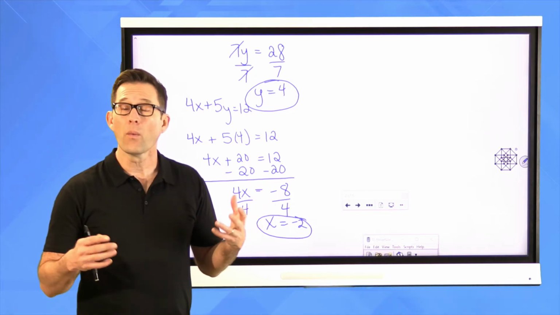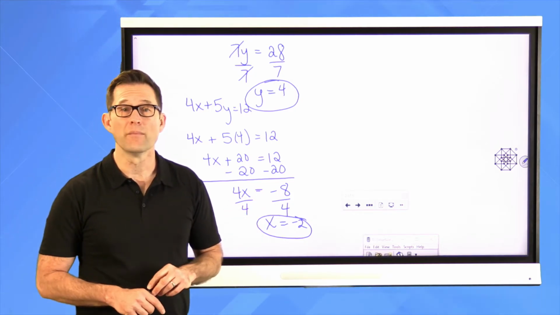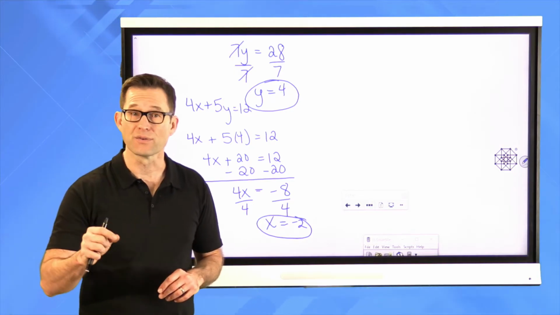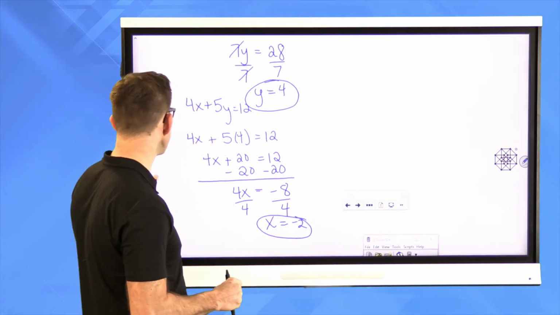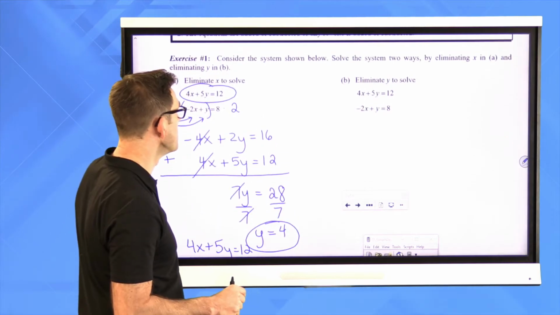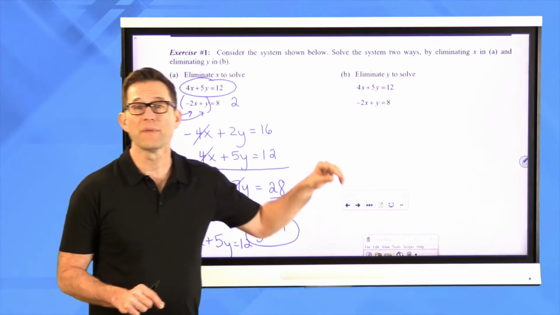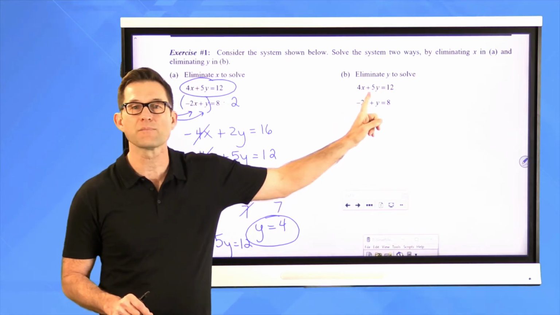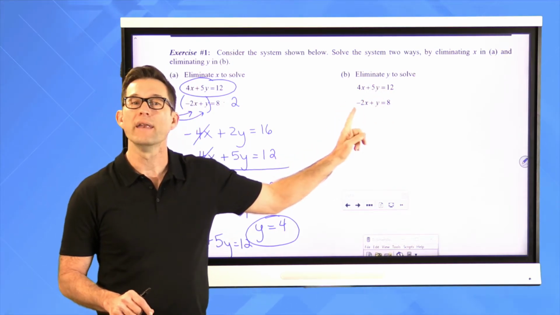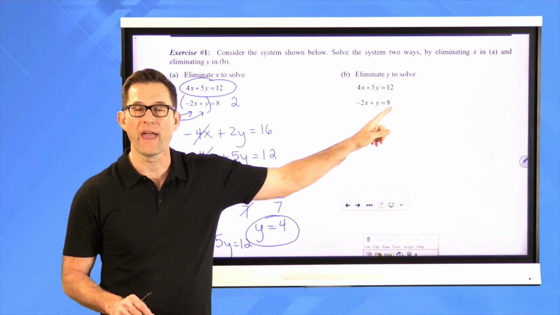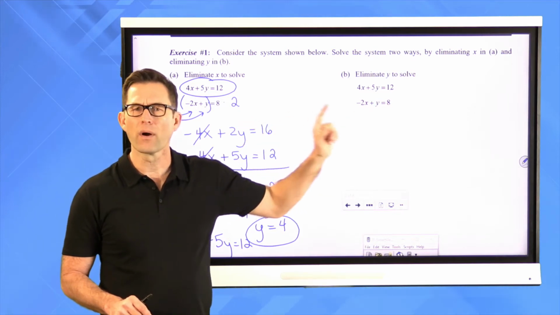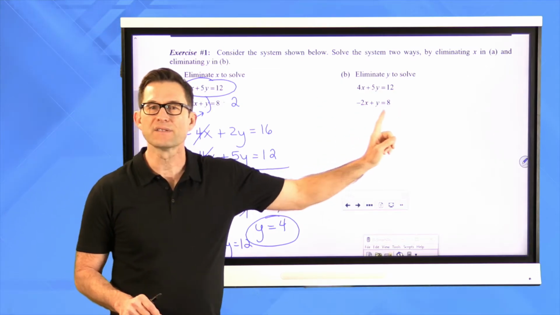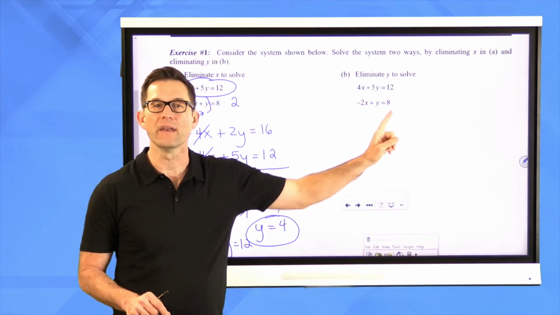Now, what I wanted to illustrate also in this problem is it doesn't particularly matter which variable you eliminate first. So we're going to go through the same problem. Hopefully this time I won't make a mistake. This time we're going to try to eliminate y. We've got 4x plus 5y equals 12, and negative 2x plus y equals 8. Before, I multiplied the second equation by 2. But let's say I multiply it by negative 5.